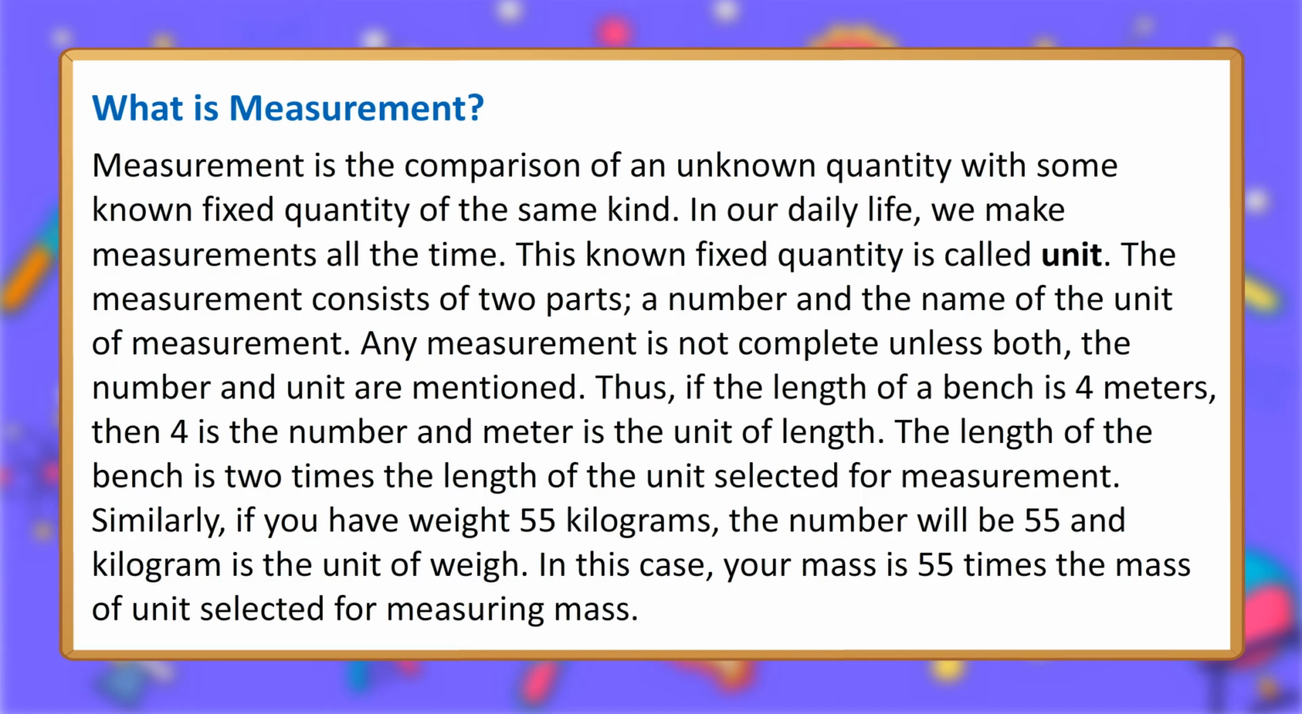Thus, if the length of a bench is 4 meters, then 4 is the number and meter is the unit of length. The length of the bench is 4 times the length of the unit selected for measurement. Similarly, if your weight is 55 kilograms, the number will be 55 and kilogram is the unit of weight. In this case, your mass is 55 times the mass of the unit selected for measuring mass.